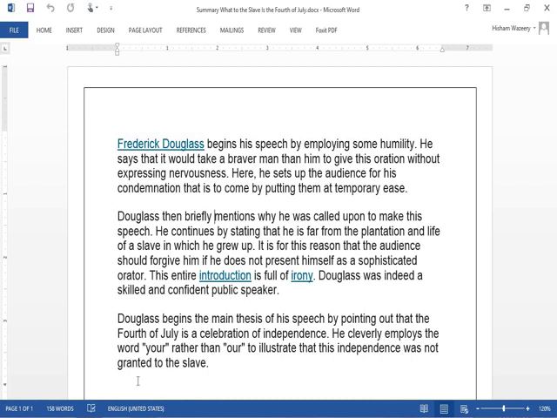Douglass then briefly mentions why he was called upon to make this speech. He continues by stating that he is far from the plantation and life of a slave in which he grew up. It's for this reason that the audience should forgive him if he doesn't present himself as a sophisticated orator, which is not correct. He was a skilled speaker. Of course, this entire introduction is full of irony because Douglass was indeed a skilled and confident public speaker. Douglass begins the main thesis of his speech by pointing out that the 4th of July is a celebration of independence. He cleverly employs the word your rather than our to illustrate that this independence was not granted to the slave. It doesn't represent a slave.